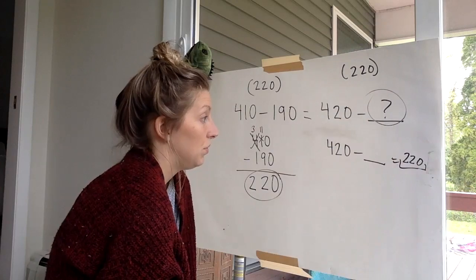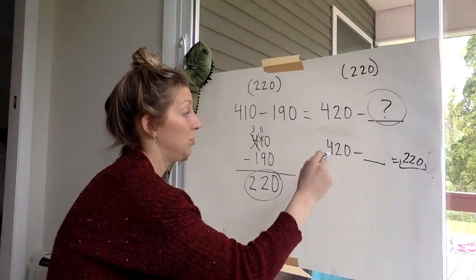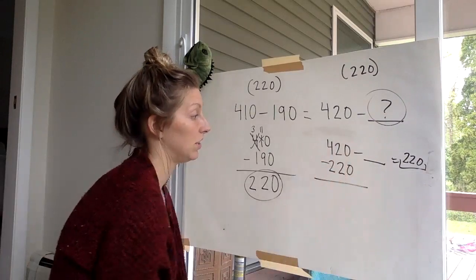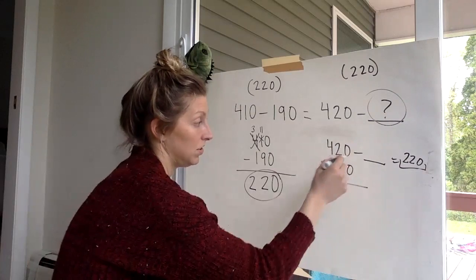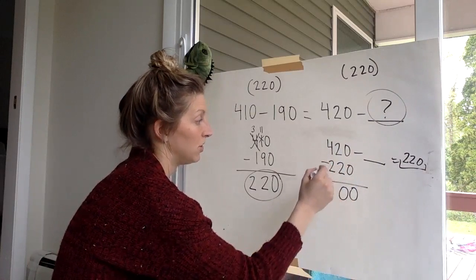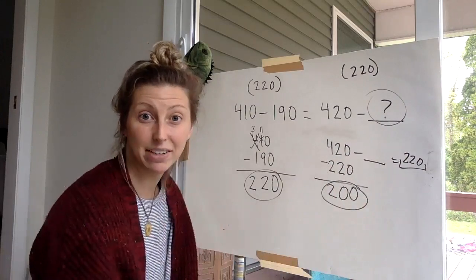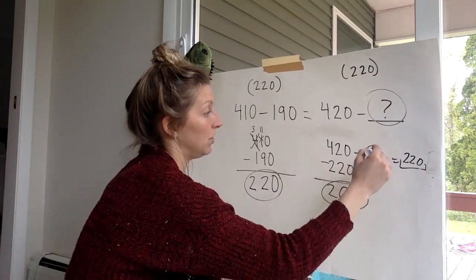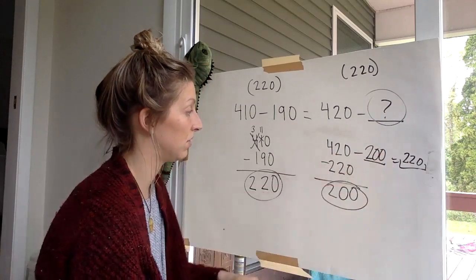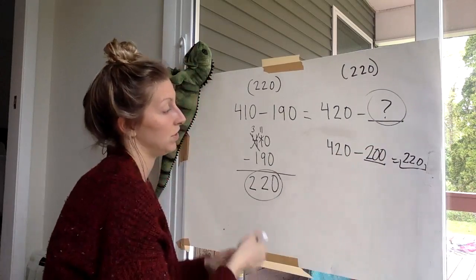So what we can do is we can minus 220 from this answer. So we have 0 take away 0 is going to give us 0, 2 take away 2 is going to give us 0, and then 4 take away 2 is going to give us 2, which is going to give us 200. Let's see if that works. So if I put 200 here, 420 take away 200. Let's see. If we think it's 200, let's try it out.